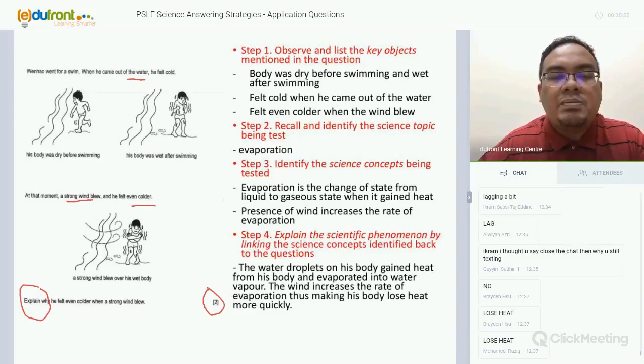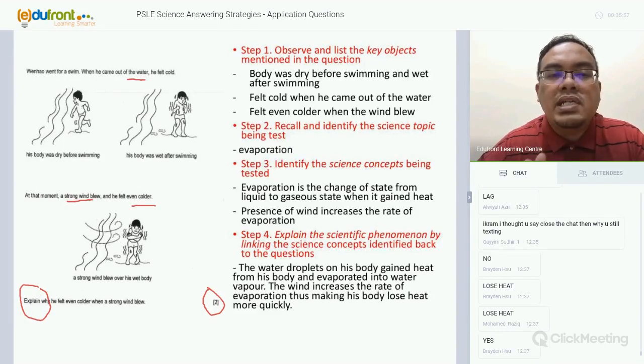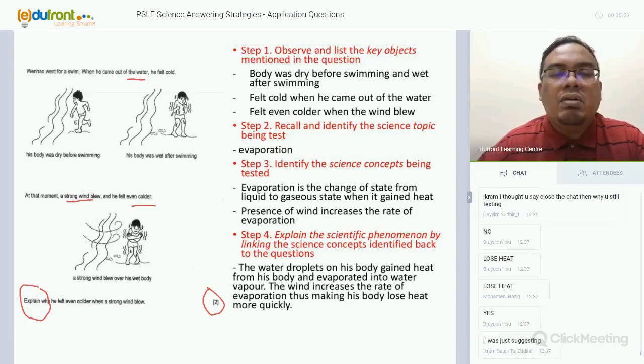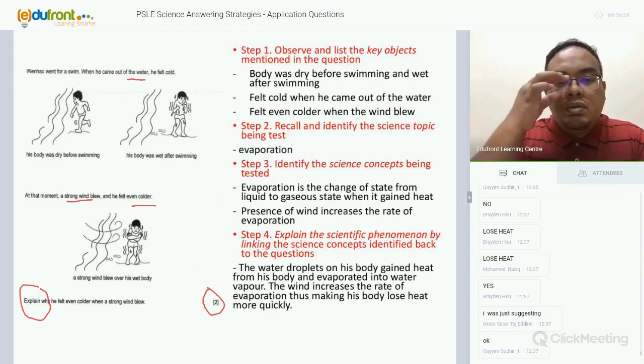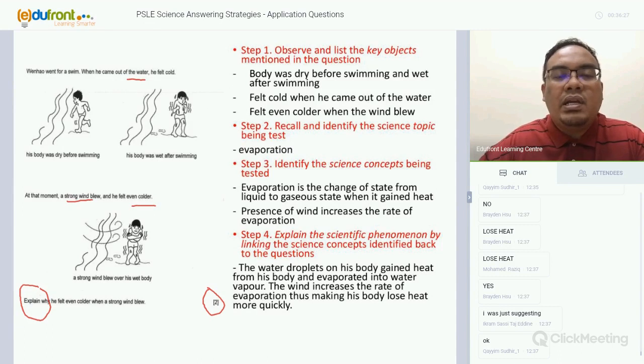Now, some of you may explain, because Wen Hao loses heat to the surrounding. Here, yes, it loses heat to the surrounding. However, the key concept here is about evaporation. Why? Because you see from the question, there are water droplets. He was wet, right? His body was wet. So when his body was wet, the question is asking how the water droplets, his wet body, cause him to feel cold, right? So you need to link to the concept of evaporation.